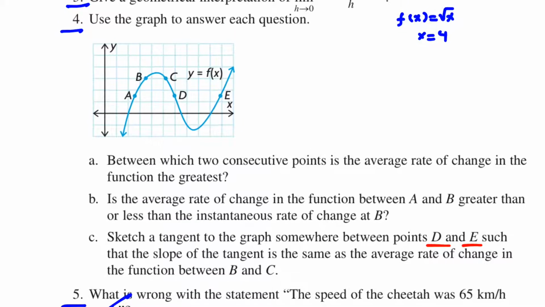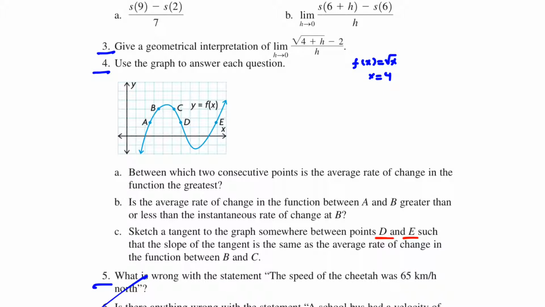Question 4. Use the graph to answer the following questions. This graph is given. Between which two consecutive points is the average rate of change in the function greatest? AB, BC, CD, and DE. Obviously, the slope of the secant line joining A and B is the greatest.